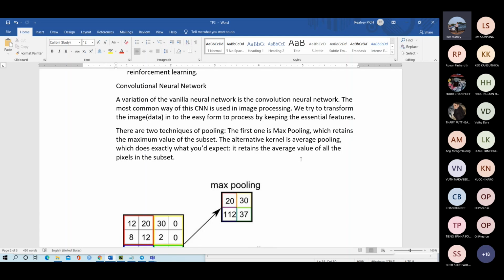In our pooling technique we have two ways: one is the maximum pooling technique and the other one is the average pooling technique. So what is the use? The use of the pooling technique is that we reduce the dimension of our data to an easy form to access while keeping the important features of the data.